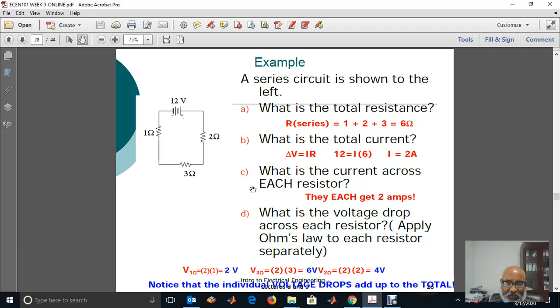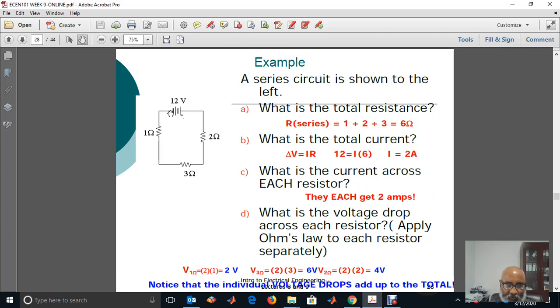What is the current through each element? The current through each element is 2 ampere. Why? Because it is a series circuit and the same current flows through all elements. What is the voltage drop across each element? Very easy, because we know the resistance and we know the current from Ohm's law.